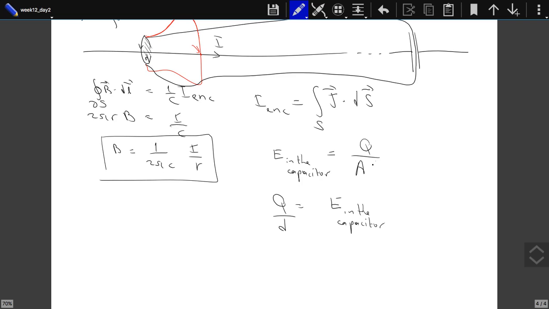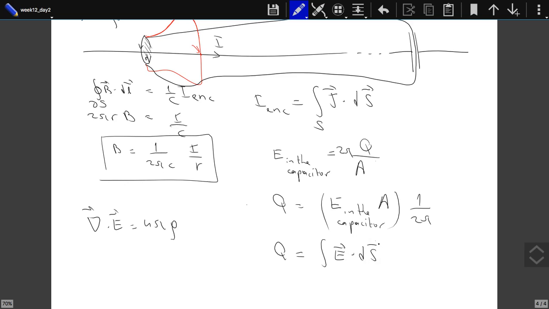2 pi sigma. You see, divergence of E is equal to 4 pi rho. So we have the 2 pi sigma. 2 pi times sigma, or Q is the electric field in the capacitor times A times 1 over 2 pi. Or Q is nothing but the integral of E dot ds, 1 over 2 pi, over my surface.